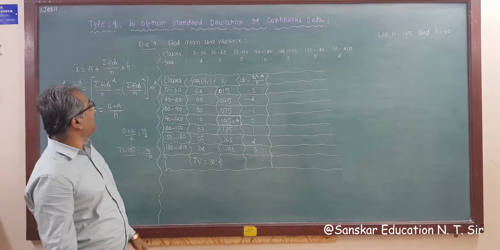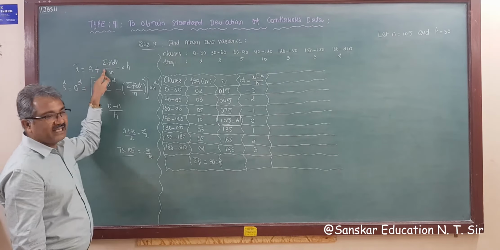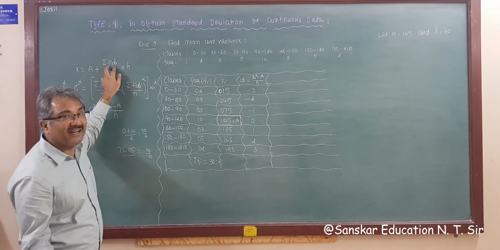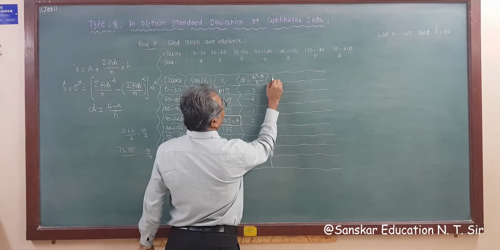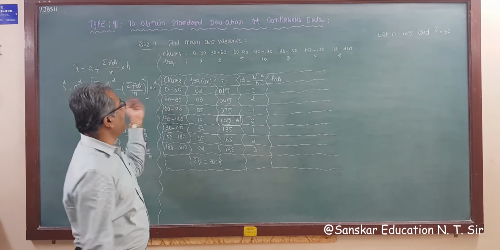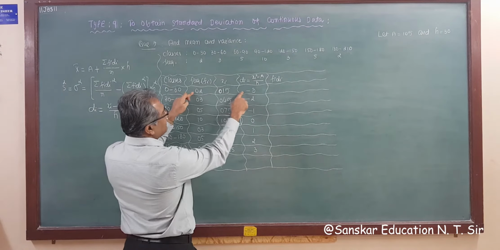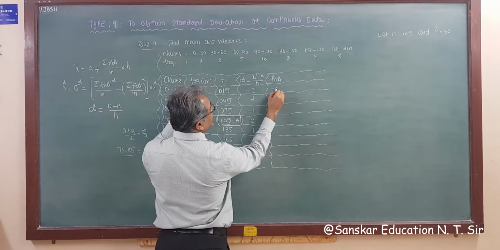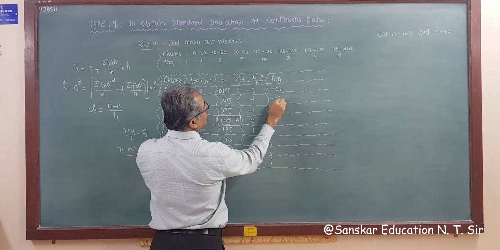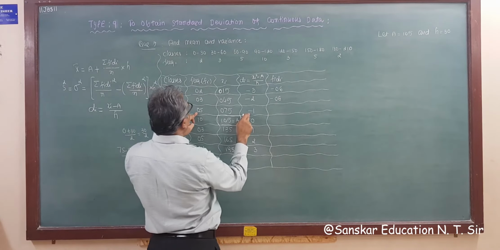Right? So this is fi di. So we now require fi di, the multiplication of frequency and di. So fi is this, di is this, so the answer is minus 6. Answer is minus 6. So this is the fi di answer.